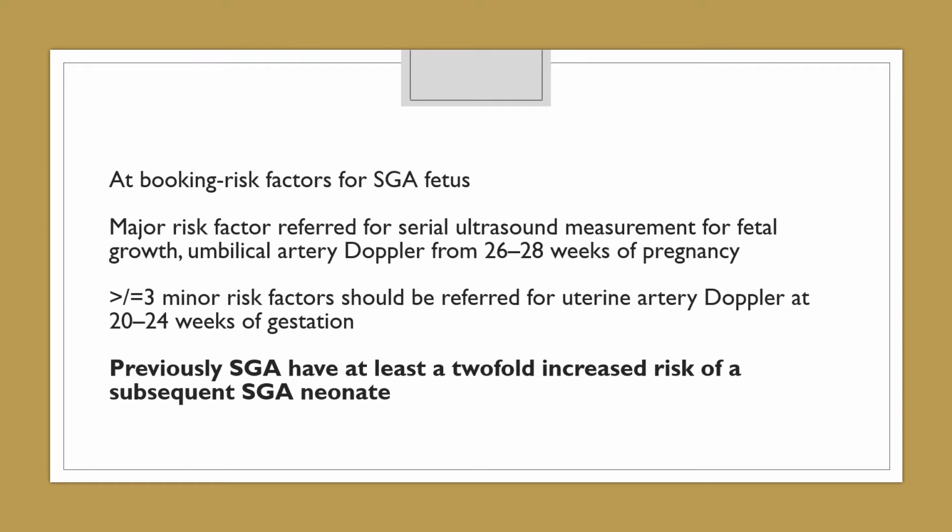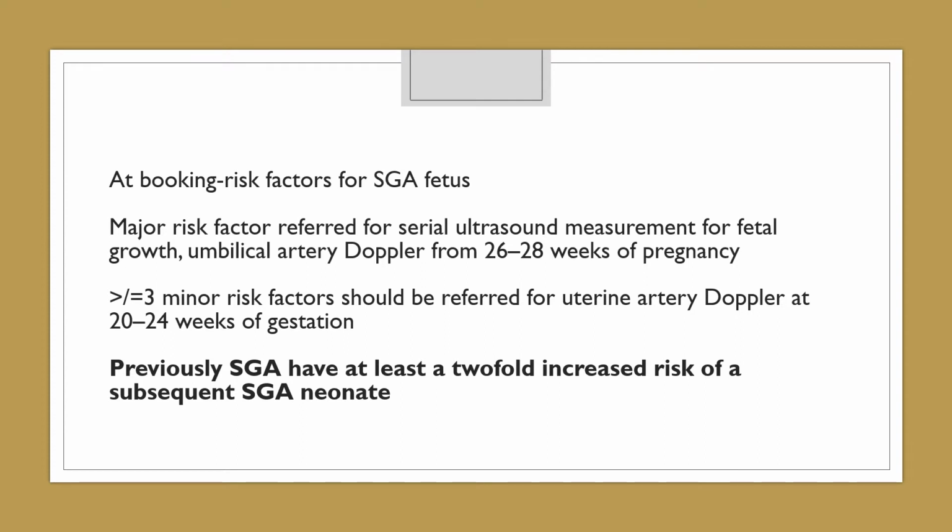Now, I will be going through a flowchart where we'll be discussing what are the important risk factors that you want to be looking for in the history, and then what those risk factors mean in terms of follow-up. So if there's a major risk factor, then referral for serial ultrasound for fetal growth and umbilical artery Doppler from 26 to 28 weeks of pregnancy is recommended.